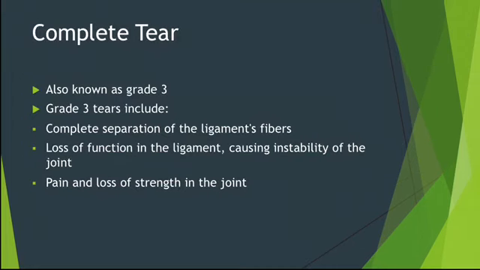On the other hand, with a complete tear of the annular ligament, also known as a grade 3 sprain, a complete separation of the ligament's fibers occurs and the ligament loses its function of the joint, allowing the radial head to move in and out of the radial notch.